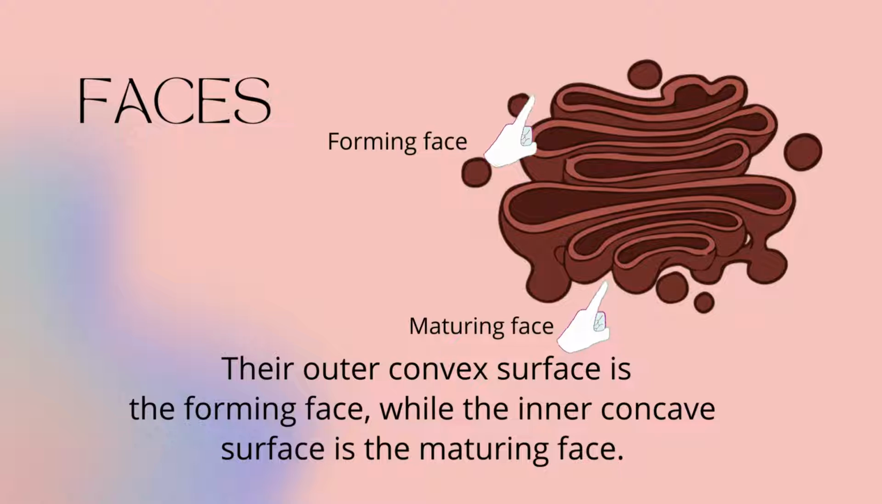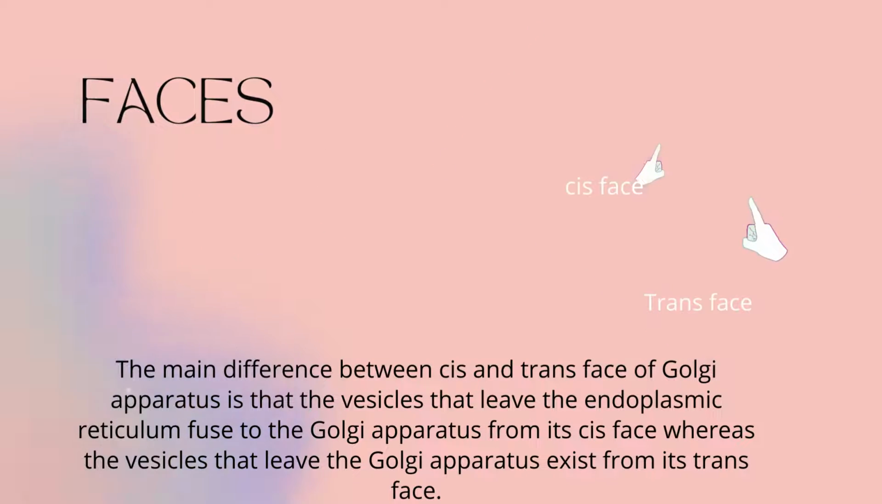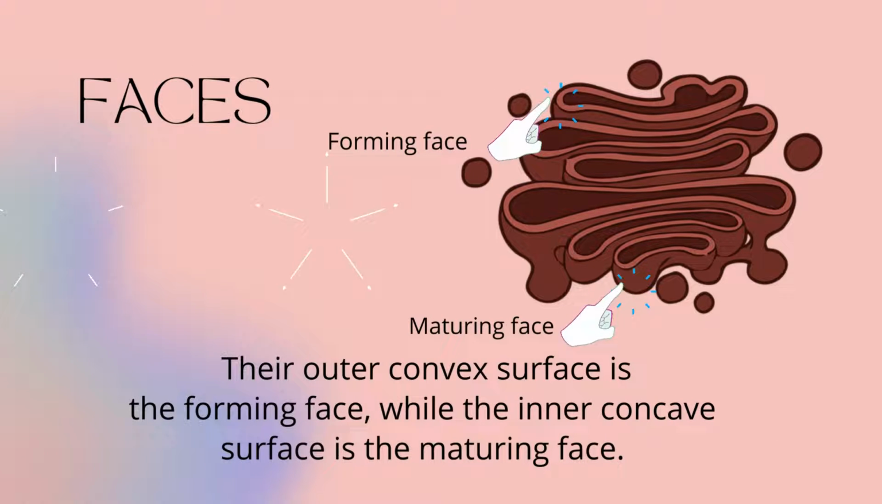There are two phases of Golgi apparatus, forming phase and maturing phase. The outer convex surface is the forming phase, while the inner concave surface is the maturing phase. These phases also have other names, cis and trans. The phase that is present near the endoplasmic reticulum is the cis phase, and the mature phase or exit phase, from where the vesicles are budded off after packing, is called the trans phase. So these phases have two names, cis phase and trans phase, and they are also called forming phase and maturing phase.